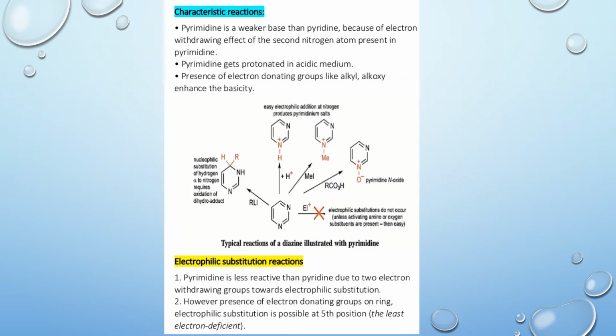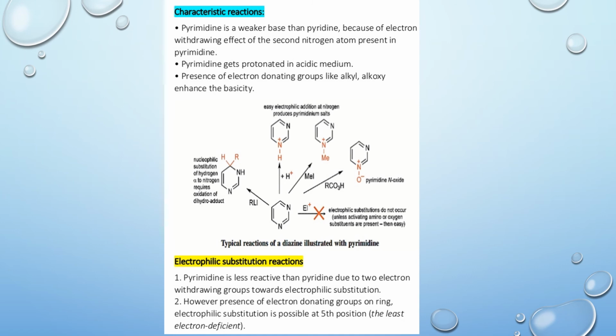Moving on to the characteristic reactions of pyrimidine. Pyrimidine is a weaker base than pyridine because of the electron withdrawing effect of the second nitrogen atom present in pyrimidine. Pyrimidine gets protonated in acidic medium. Presence of electron donating groups like alkyl and alkoxy enhances the basicity.